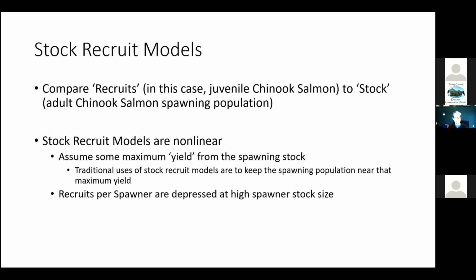So stock recruit models, again, can compare the recruits, the juveniles, to the stock, which is the spawning population size. Stock recruit models by design are non-linear, and they were designed to manage fish populations for maximum yield. So it's a thought that as spawner populations get really high, you're getting less and less return of recruits or yield because of density dependent competition for food and space and whatnot.